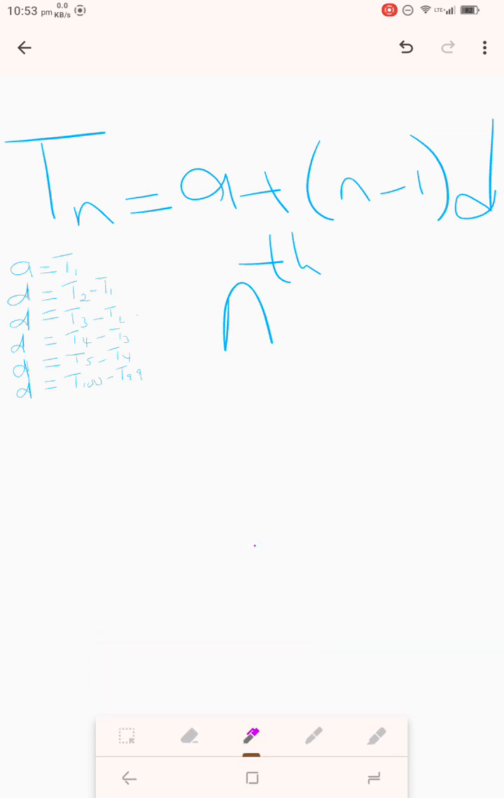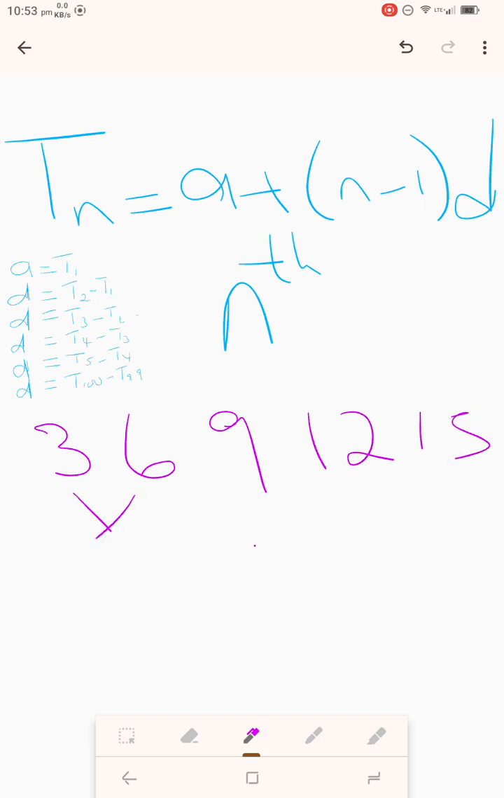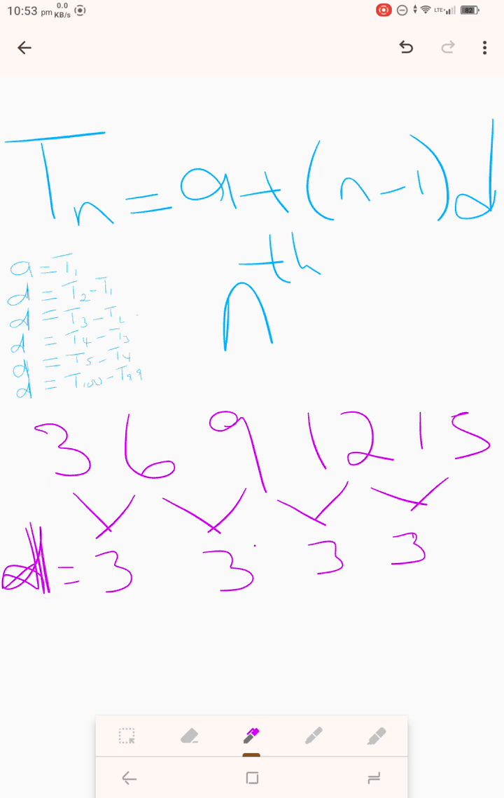Let's say now they gave you something like 3, 6, 9, 12, 15. So term number 2 is 6. 6 minus 3 gives us 3. 9 minus 6 gives us 3. 12 minus 9 gives us 3. 15 minus 12 gives us 3. So now it shows that d is equal to 3. Make sure that the d must be the same, guys. The d must be the same.